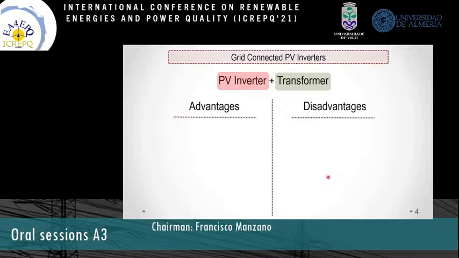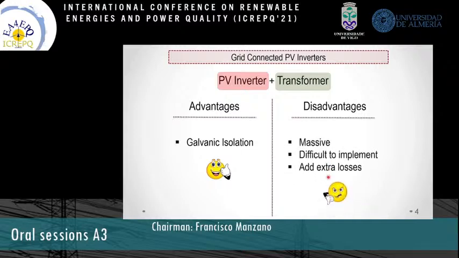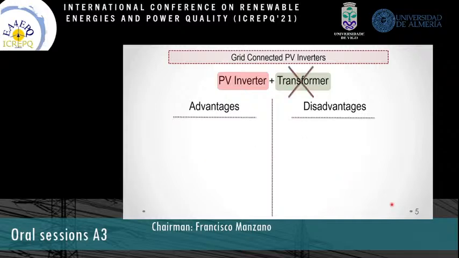Grid-connected PV inverters are divided into two categories: inverters with galvanic isolation and inverters without isolation. The galvanic isolation is provided by the transformer. However, these isolation transformers are massive, difficult to implement, and add extra losses to the system, which cause the overall efficiency to decrease. So in order to overcome these complications, transformers are eliminated. This will not only reduce the complexity of the system, but also decrease the cost and increase the efficiency.